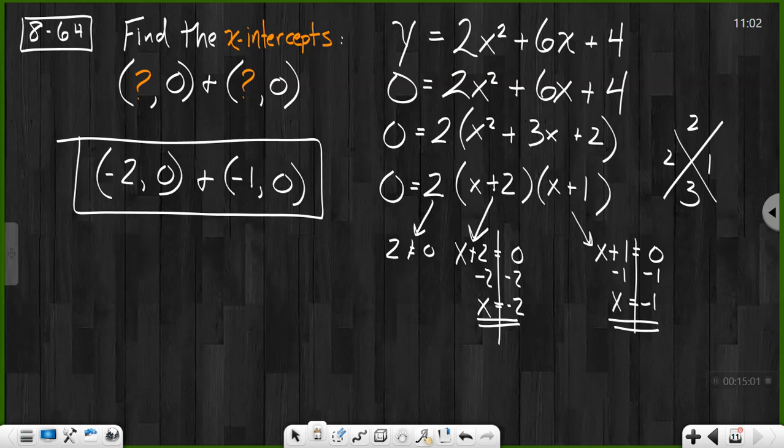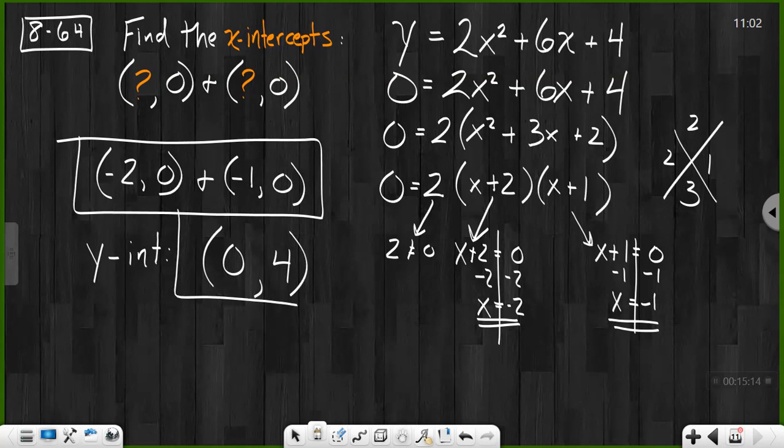All right, so that's how we find our x-intercepts. That, partnered with what we did earlier, knowing that the y-intercept is always my constant. I could see my y-intercept here would be (0, 4). That gives me 3 points that I could now use to get a sketch of my parabola.